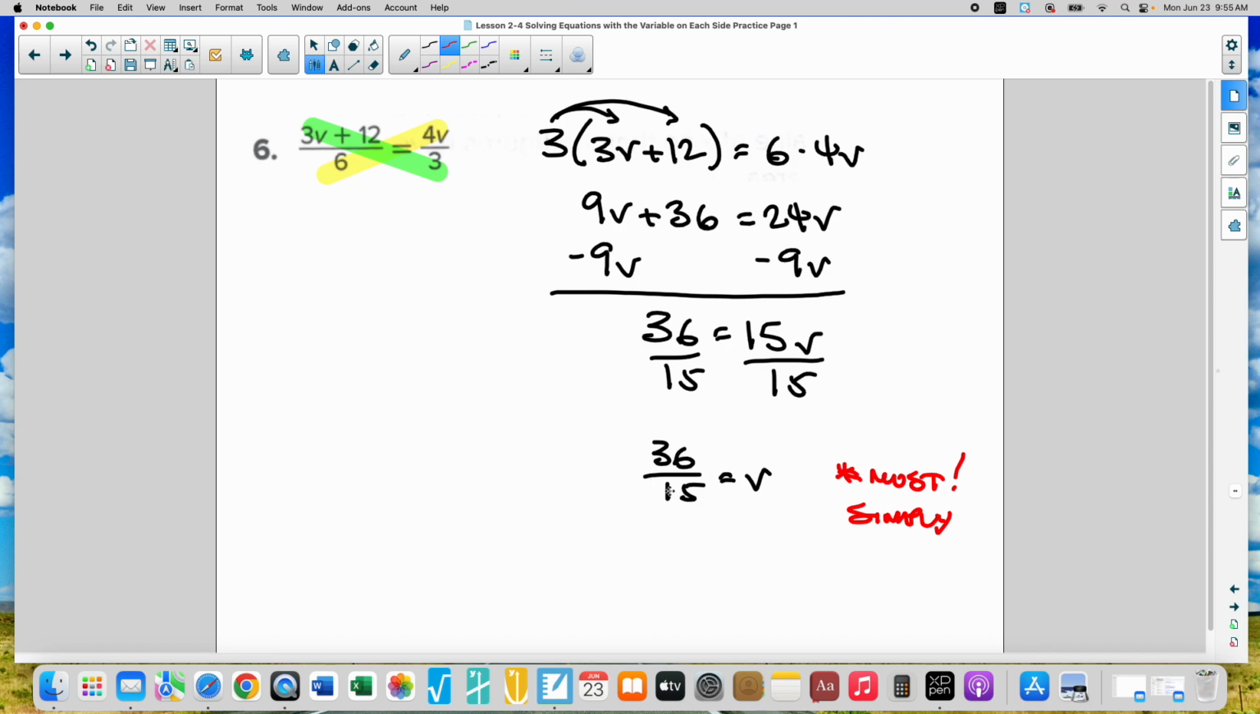So what goes into 36 and 15? 3 goes into it. So we'll reduce that by 3, and you get 12/5. And 12/5 is an acceptable answer. That is simplified. Converting it to 2 2/5 is not simplifying. That would be converting it.